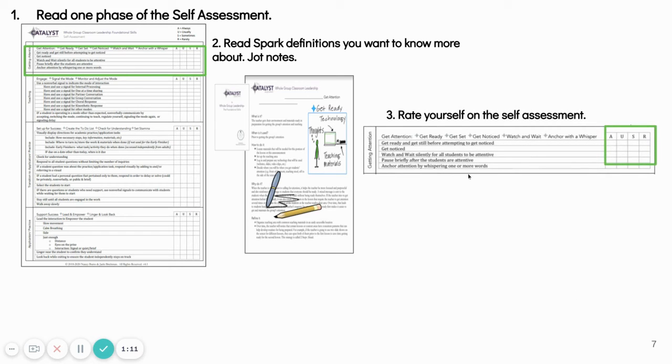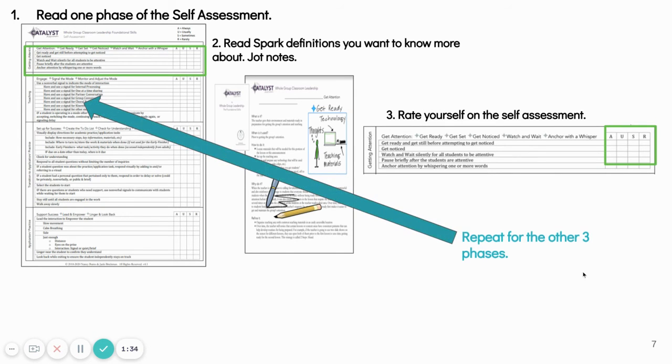Then you're going to come over to that portion of the self-assessment and rate yourself. At the top of the document, there is a code that tells you what these letters stand for. A is always, U is usually, S is sometimes, and R is rarely. So you'll rate yourself on this self-assessment for each of those components. Then you're going to repeat that same 3-step process for the other phases. Remember, this is an independent task for self-reflection and assessment.